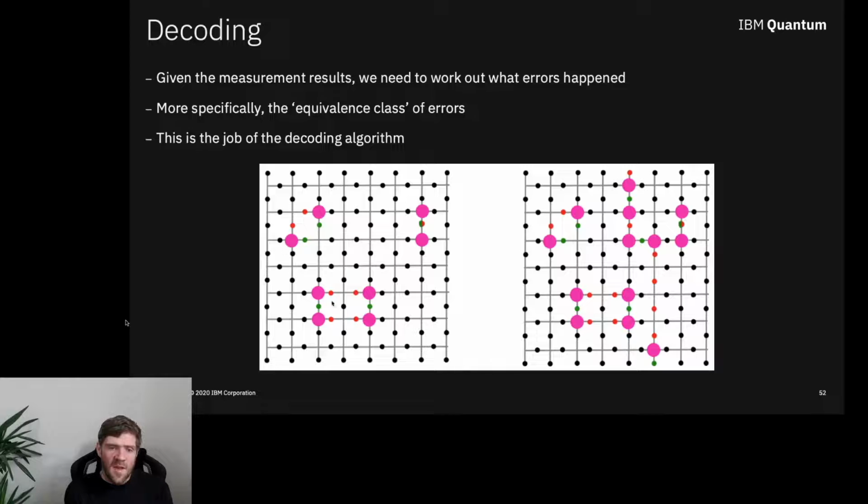So we always want to be able to find the equivalence class where, if you multiply the errors with what we've done to correct them, you get just a product of plaquette operators, and we're in an eigenstate of those, so it's all good. What we don't want to get is the other equivalence class, where it's a product of plaquette operators times a logical operator, because that means that we have in error caused a logical operator to be applied.